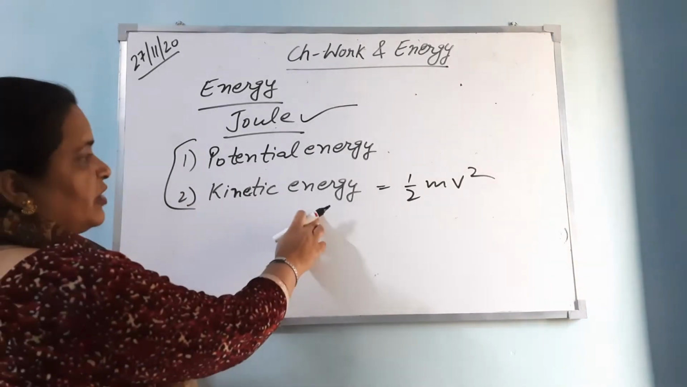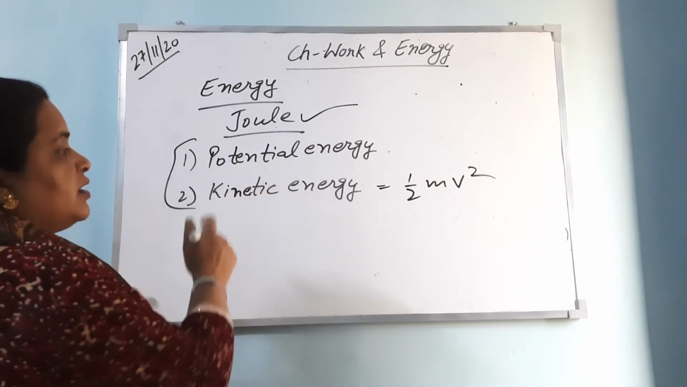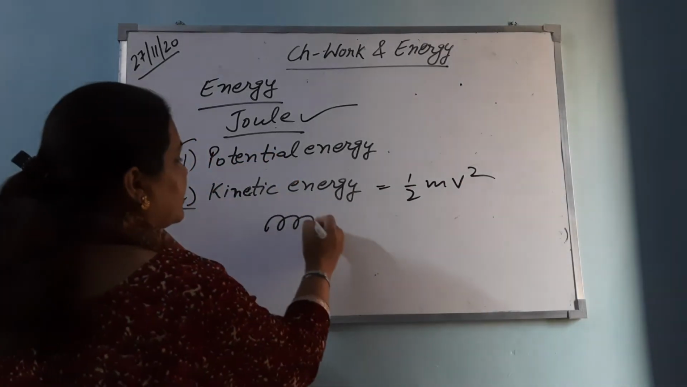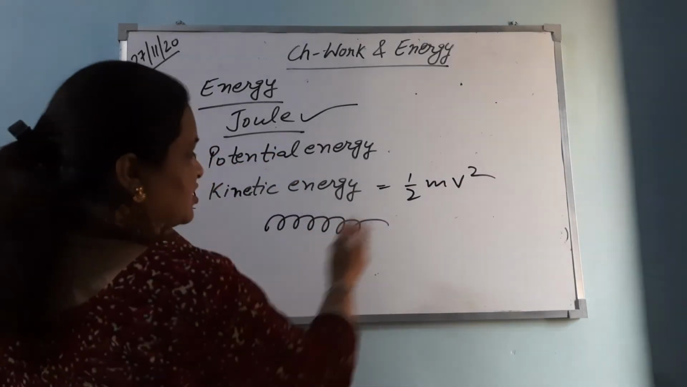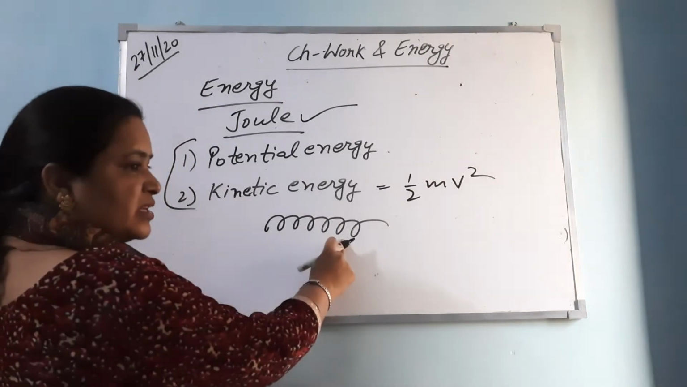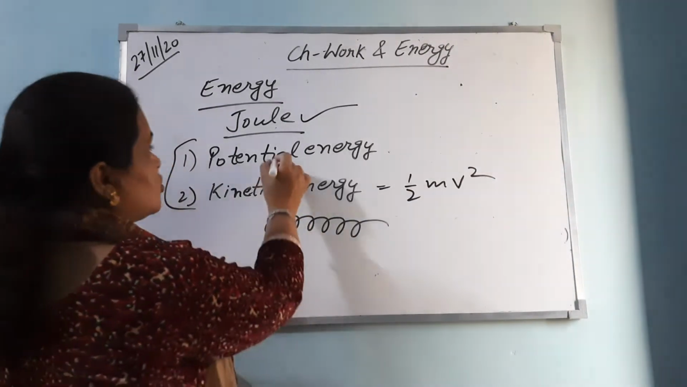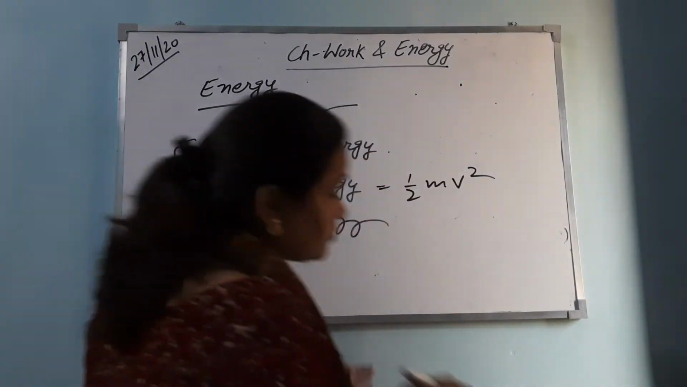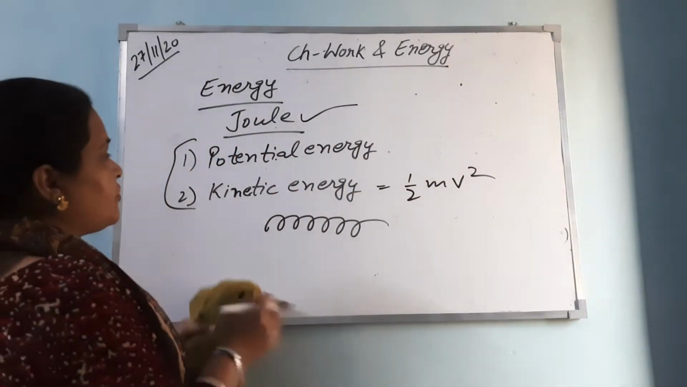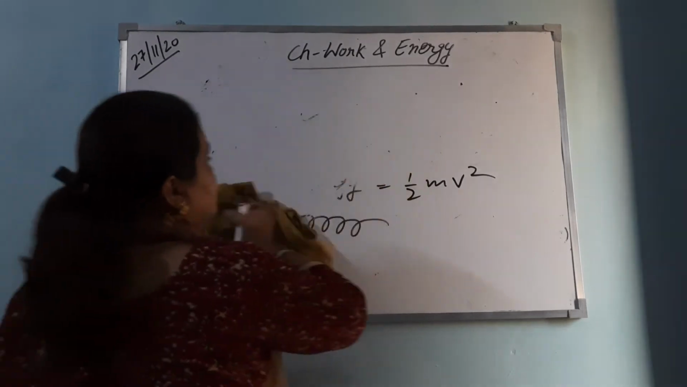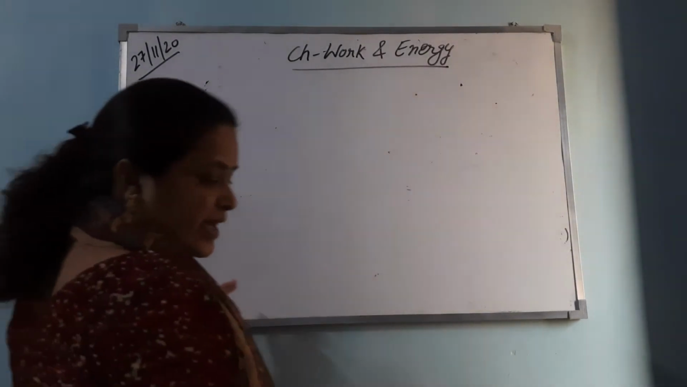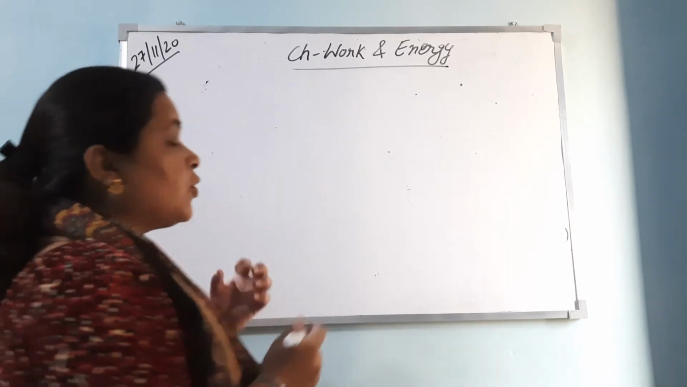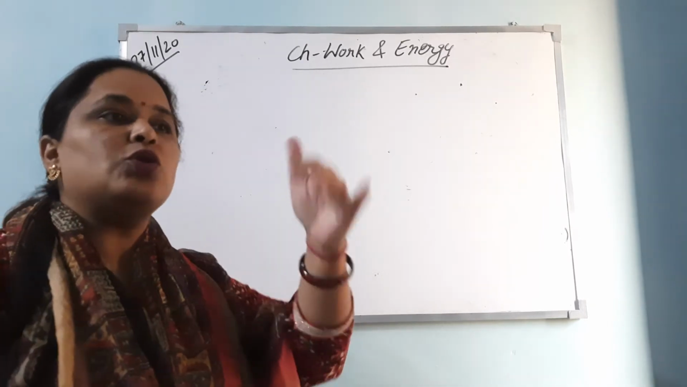Now kinetic energy we have done, potential energy we have done. Potential energy is also stored due to the change in shape. Like a spring is there, so if you stretch the spring, which energy will be stored in it? Due to the change in shape and size, potential energy will be stored in it. After that we have done the law of conservation of energy. The law of conservation of energy states that energy can neither be created nor be destroyed. It is only transformed from one form to another.